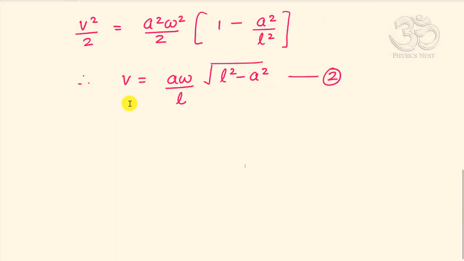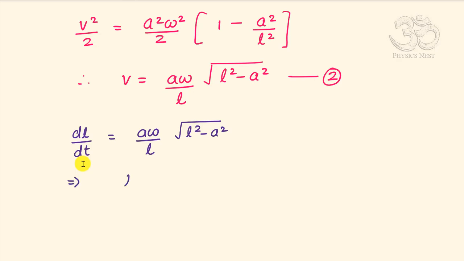Okay, now after we have this equation for v, we will need to figure out what is the value of L as a function of time. So you can write v as dl by dt, and you can try to solve this particular equation, which is in fact pretty easy. So dl by dt is a omega by L root of L squared minus a squared, and L dl divided by root of L squared minus a squared is equal to a omega t.